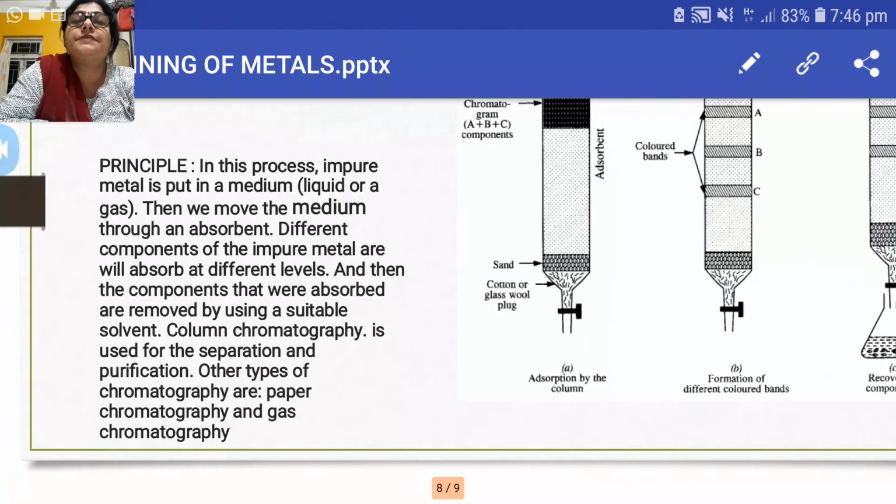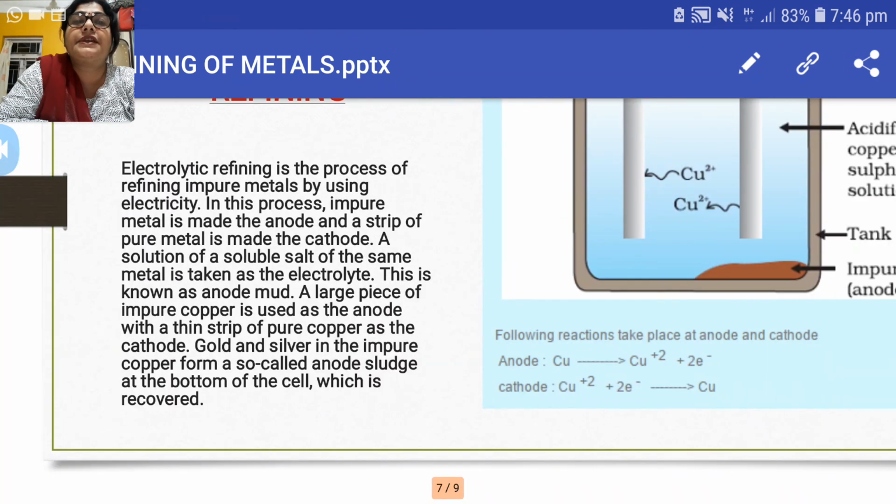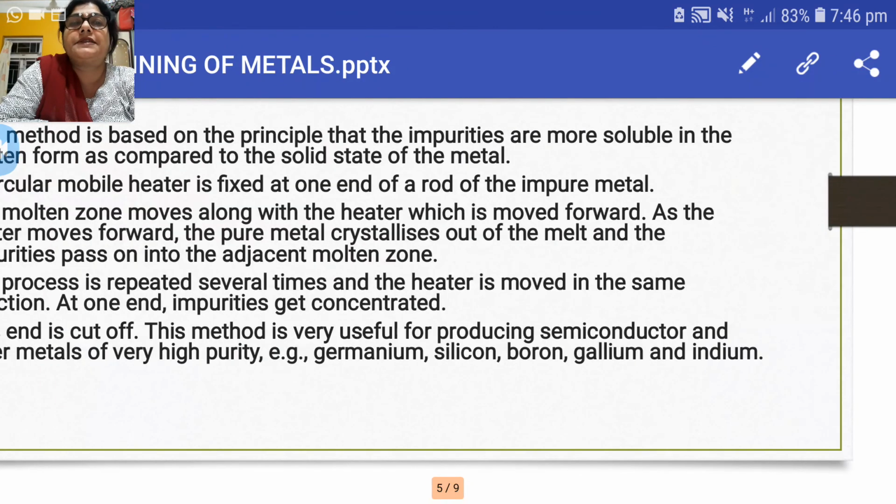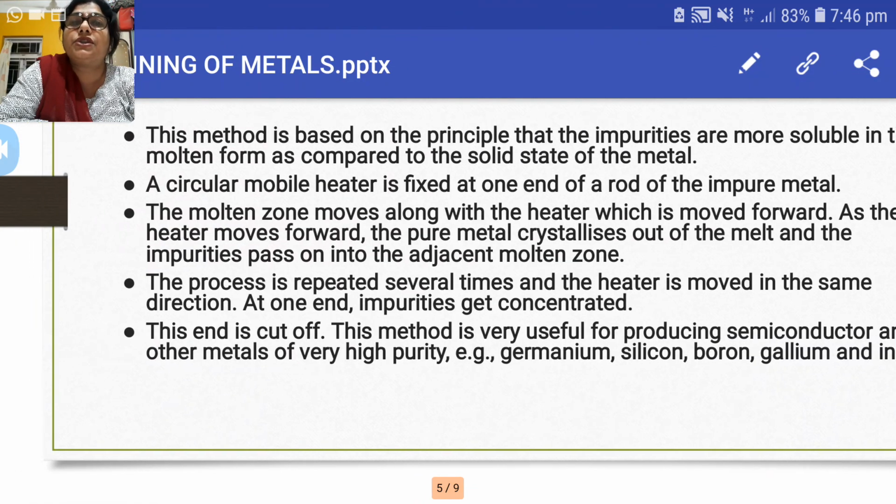So my dear students, please go through the different techniques which are used for refining of the impure metal, and especially the principle involved in each technique is very important for your exam. Sometimes you are asked a 1 mark question to name a metal which can be used in a refining technique. You may get this kind of question as an MCQ for 1 mark also.